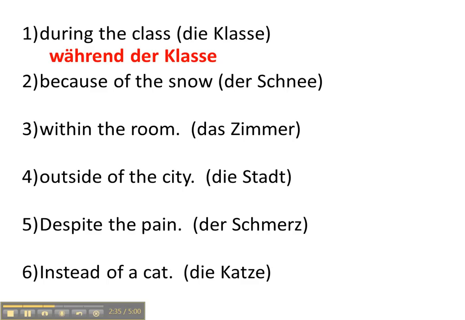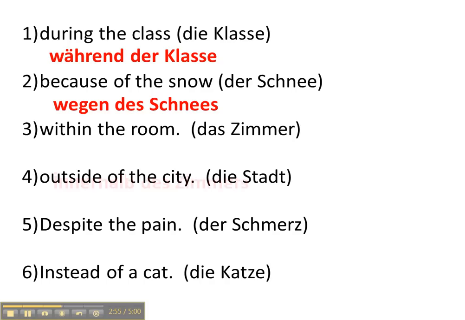Because of the snow. Because of in German is wegen. So this would come out as wegen des Schnees. And since Schnee is a masculine noun, or a der word, it changes to des, and the noun itself will take either an s or es ending onto the end of it. In this particular case, Schnee is taking an s.